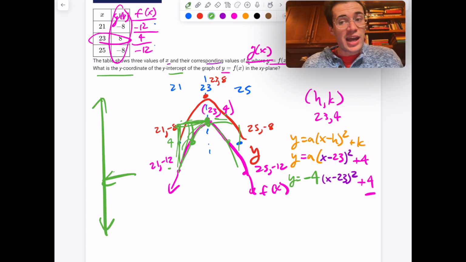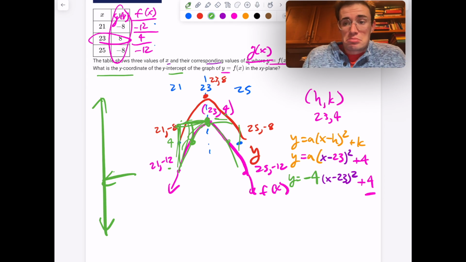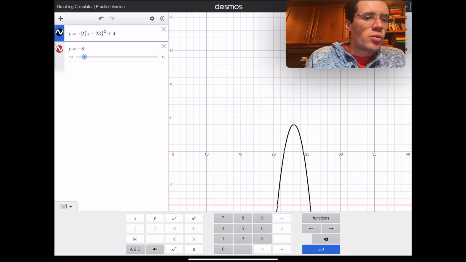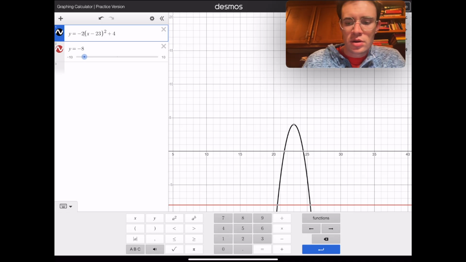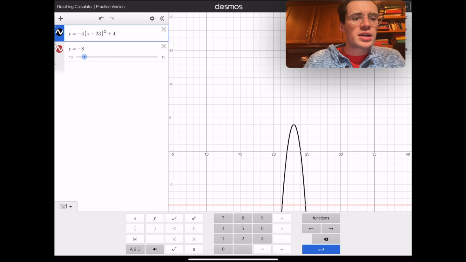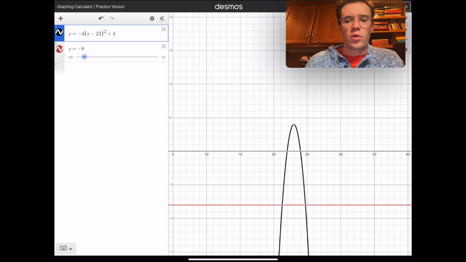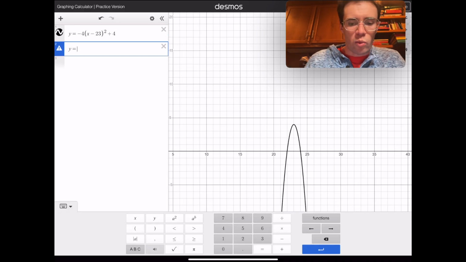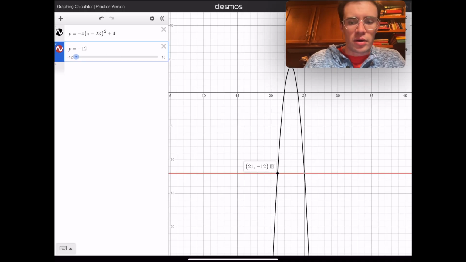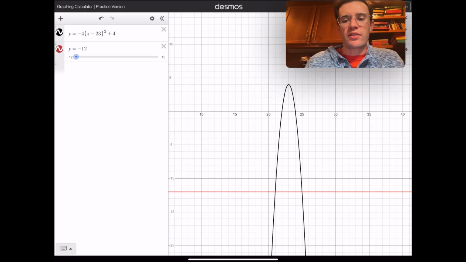All right, so that's a good catch, because I could have done all that math, and then I would have just assumed that was right. But the Desmos has this built-in check. So we would type y equals negative 4 times the quantity x minus 23 squared plus 4. Still have our vertex at 23 comma 4. And when our y value is equal to negative 12, we could see, right, we have 21 comma negative 12, 25 comma negative 12. All right, so those are our two things.